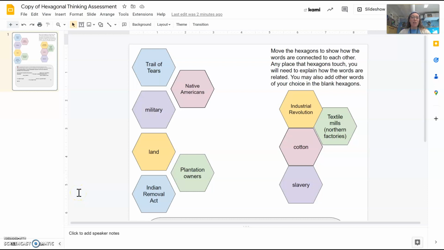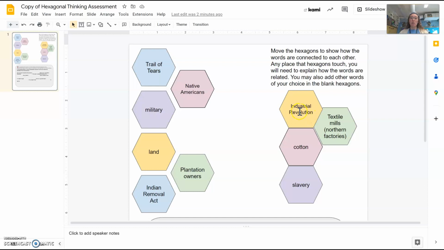Here are some instructions for your hexagonal thinking assessment about the Trail of Tears and how this all relates back to Andrew Jackson and the Industrial Revolution. So, with the hexagonal thinking, we already have a few moved together here. Whenever you see the hexagons touching, that means I can give an explanation of how they relate.